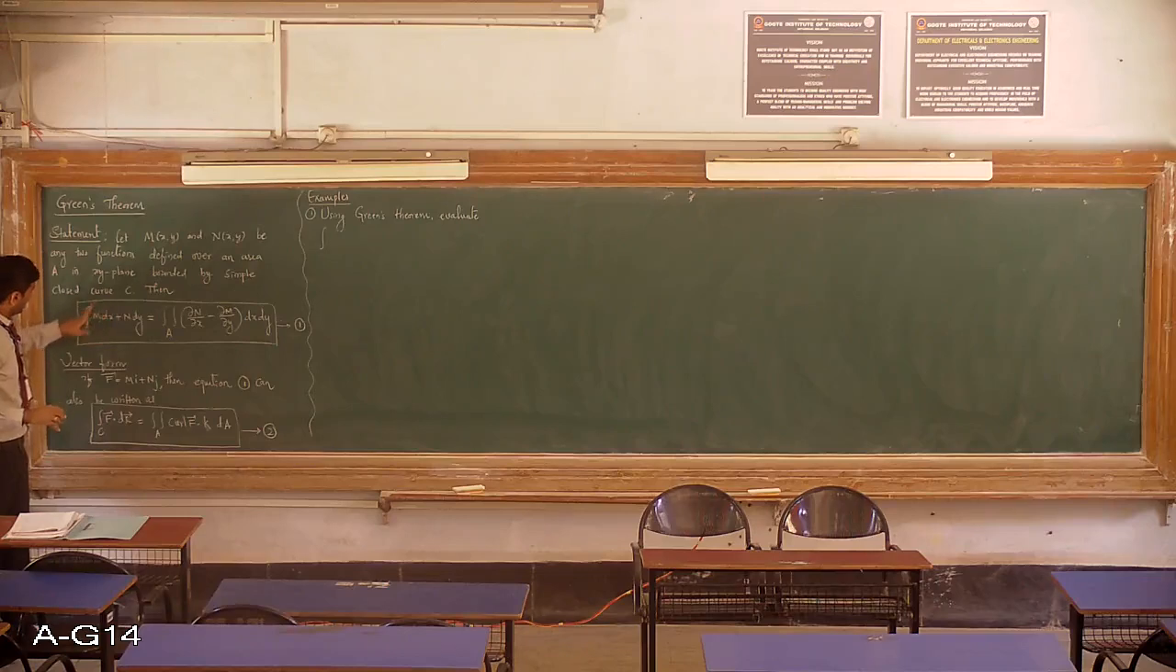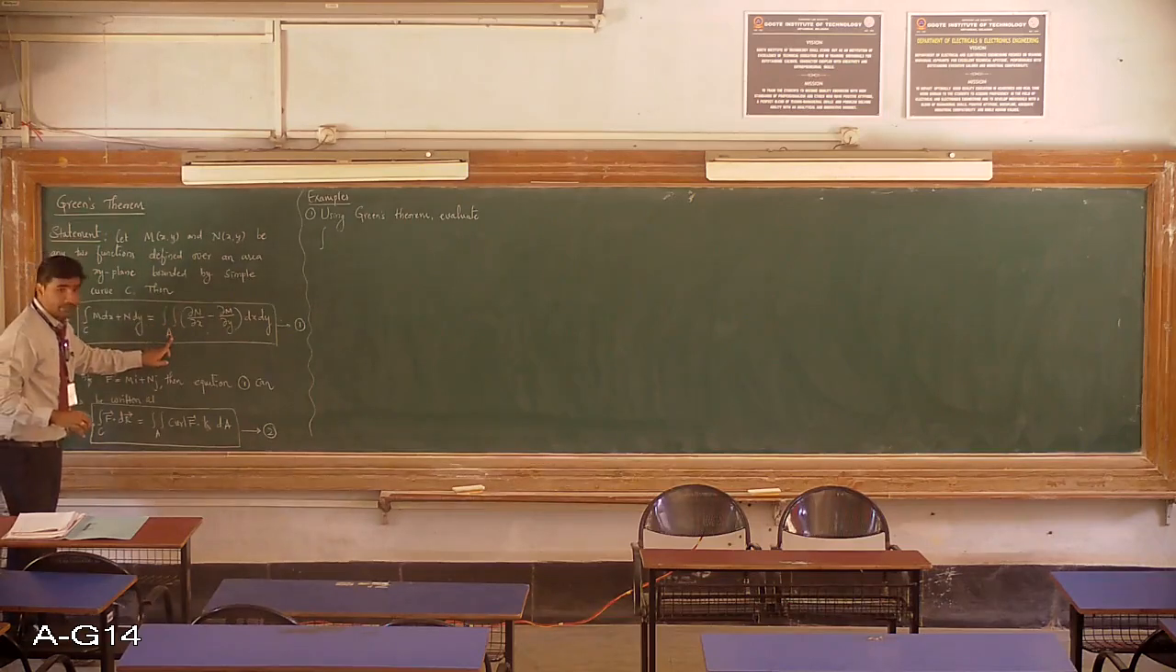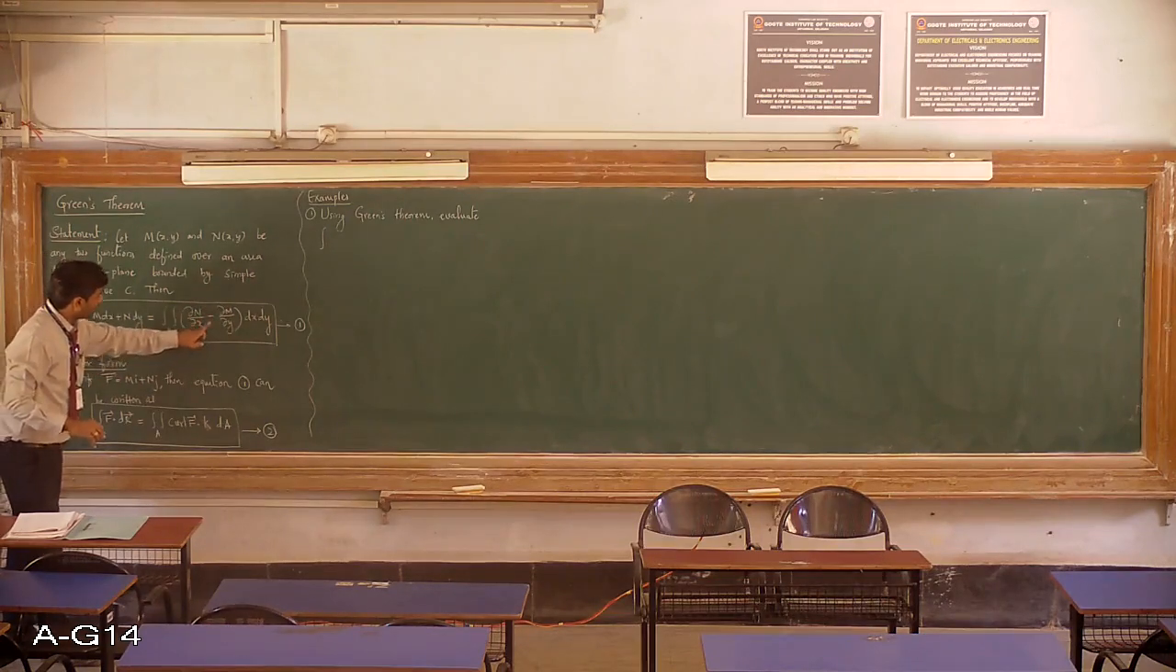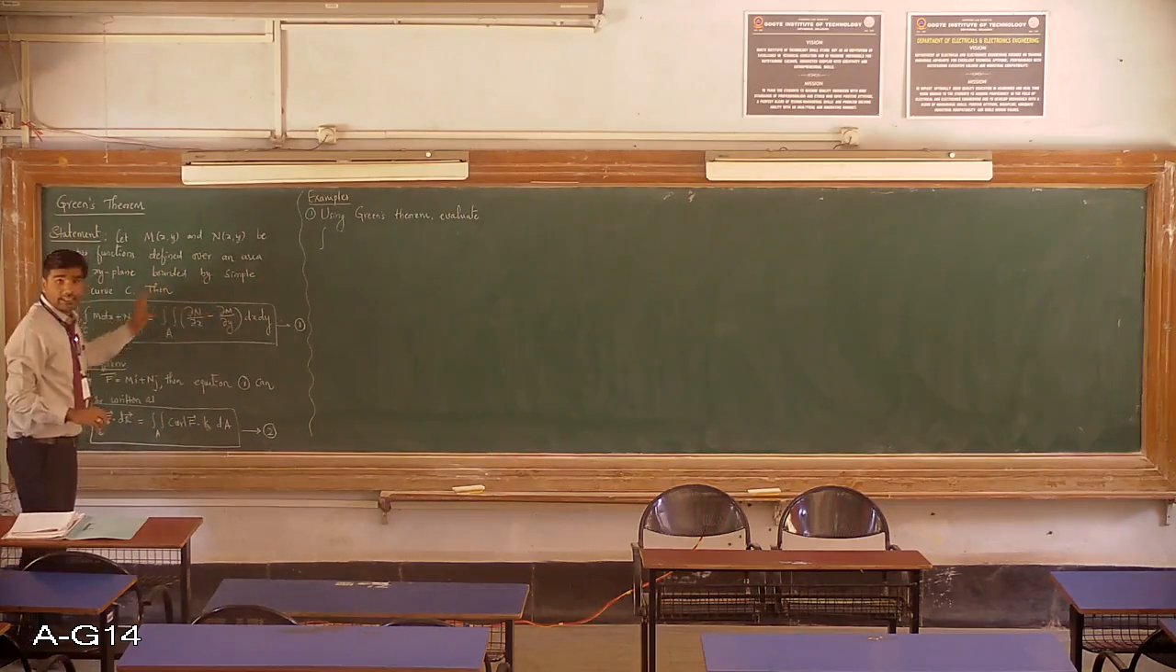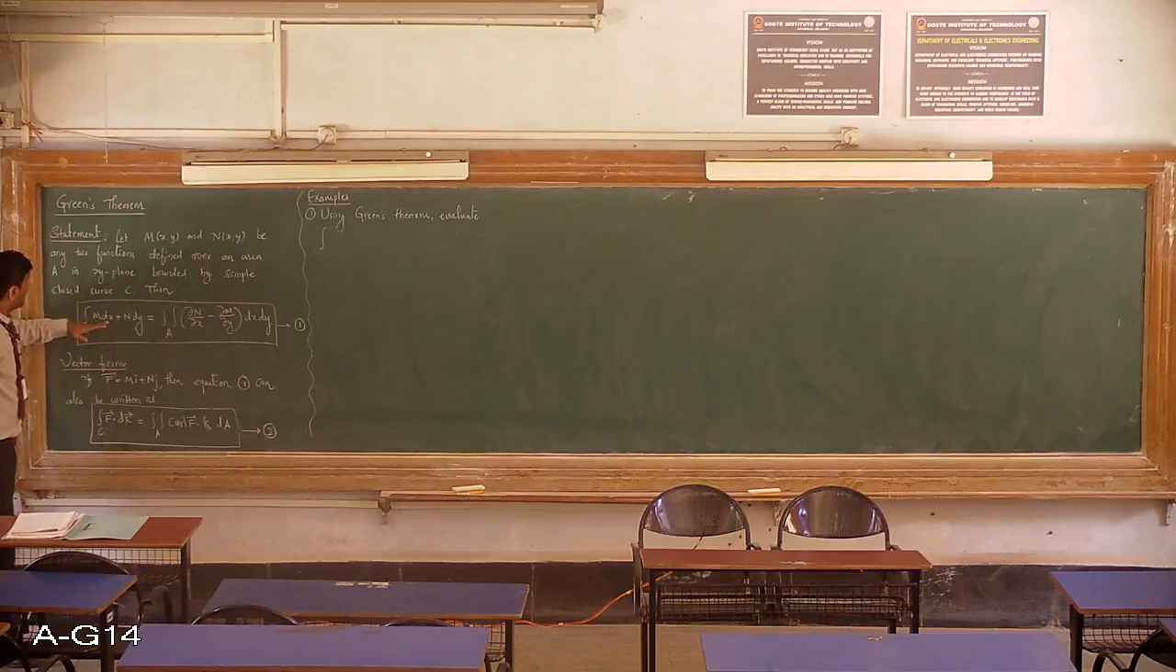Then the integration over curve C of M dx plus N dy is equal to, it can be written as, the double integration over the area A of (∂N/∂x minus ∂M/∂y) dx dy. So this we call Green's theorem. In a similar way, Green's theorem can also be written in vector form.